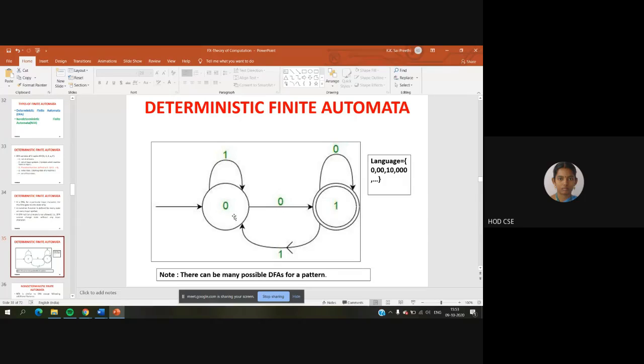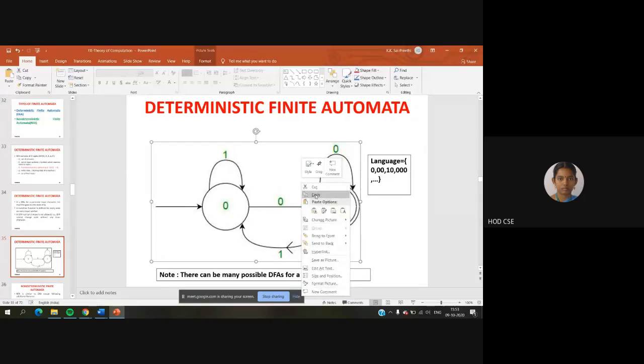From state 0 to state 1, there is a 0 transition. From state 0 to itself, there is a 1 transition. From state 1 to itself, there is a 0 transition. From state 1 to 0, there is a 1 transition. Did you understand? These are all the possible transitions in this DFA. Did you understand how the DFA is represented? This is the diagrammatic way of representing the DFA.